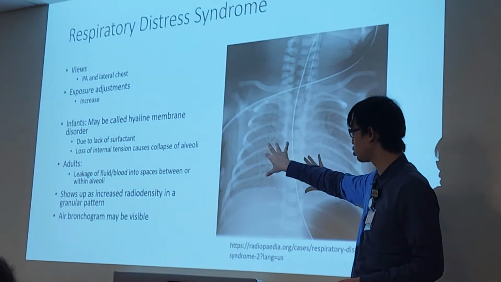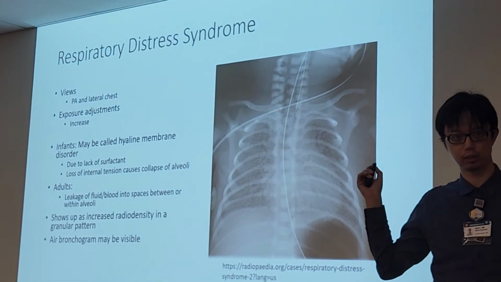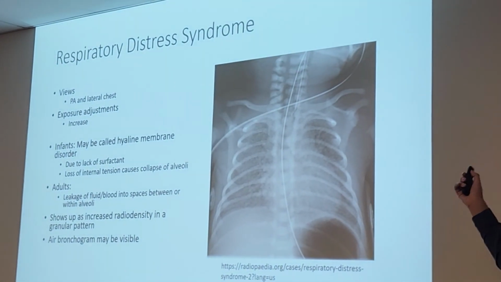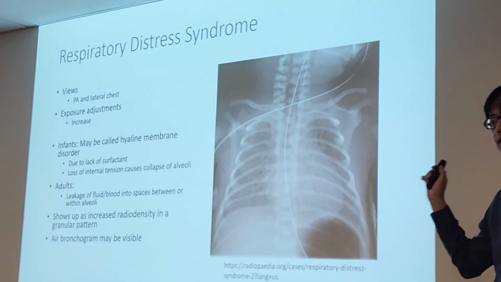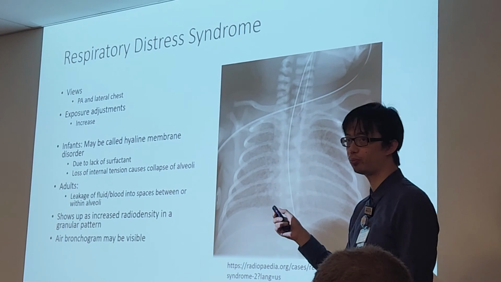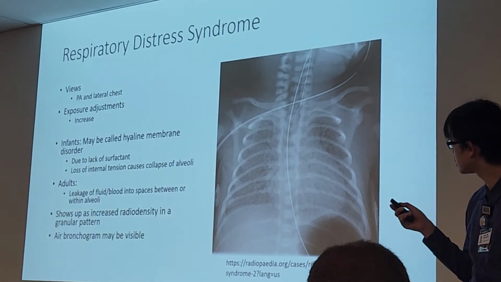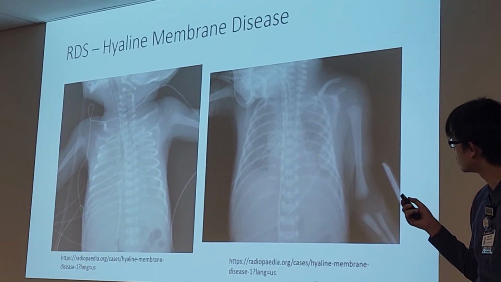In addition, because the lungs are going to show up much whiter now, you've got all these white, grain-looking splotches, any air that exists will show up much more clearly. So we may see something called an air bronchogram. So let me show you what an air bronchogram looks like.